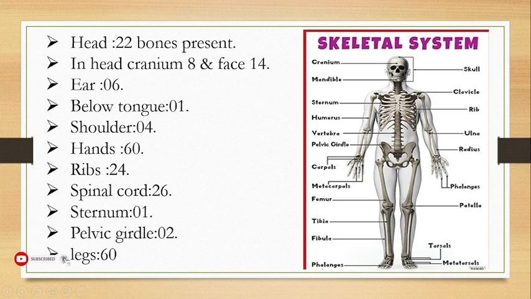Legs. Each leg consists of 30 bones, 30 in one leg and 30 in the other. Total 60 bones are present in the legs, like the femur and phalanges. Totally in a human being, 206 bones are present. Compared to adults, children have a total of 300 bones, and in adults 206 bones are present. This is about the skeleton system.